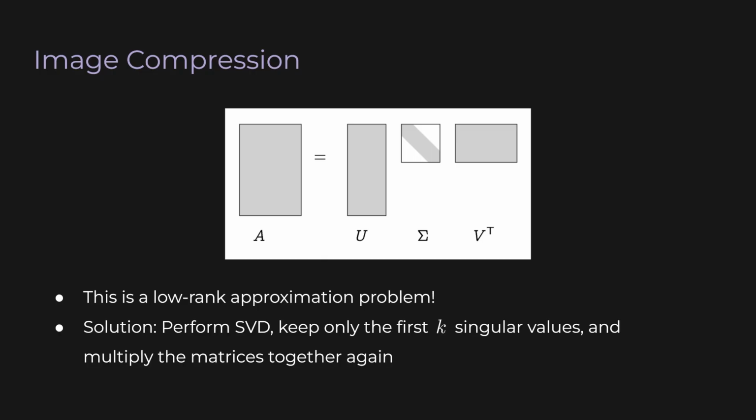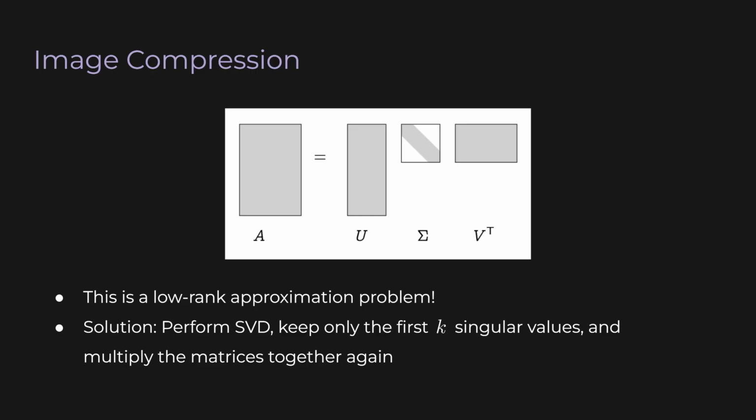All we have to do is perform SVD on the original image, keep the first k singular values, where k is some number we choose depending on our quality versus size trade-off, and multiply the SVD matrices together again to construct the compressed image. That's all there is to it. This low-rank approximation will minimize the loss in image quality, which is just the Frobenius norm of the difference between the compressed and uncompressed images.